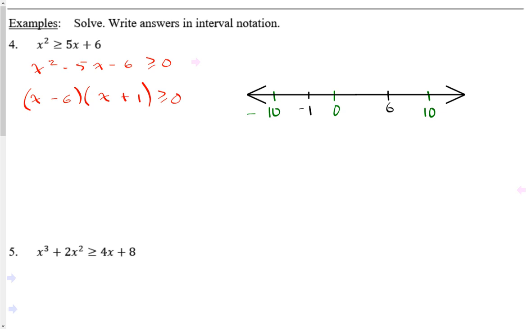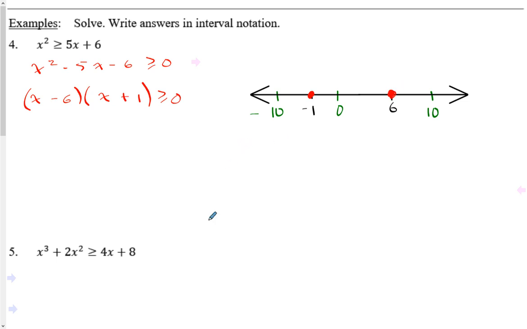Well, here's my number line with a test point in each of the 3 intervals. Now, you probably didn't choose the same points as I did, and that's perfectly fine. Now, this time I have my quadratic is greater than or equal to 0. So since it can equal 0, I do want to include the zeros of the 2 functions. So now I'm going to use solid dots instead of open circles.